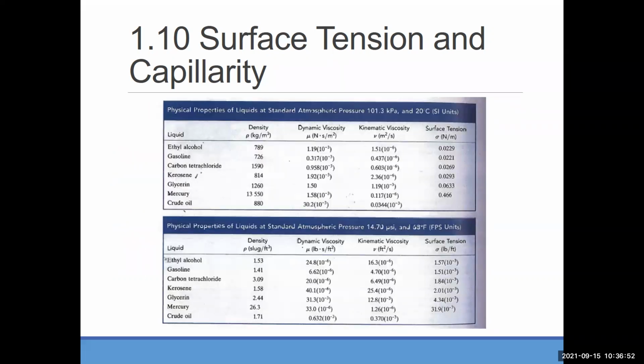from your Appendix A, can you open your Appendix A? And you can see for different types of fluid, we can have different surface tension. From this list, which one has the highest surface tension? Mercury, yes.